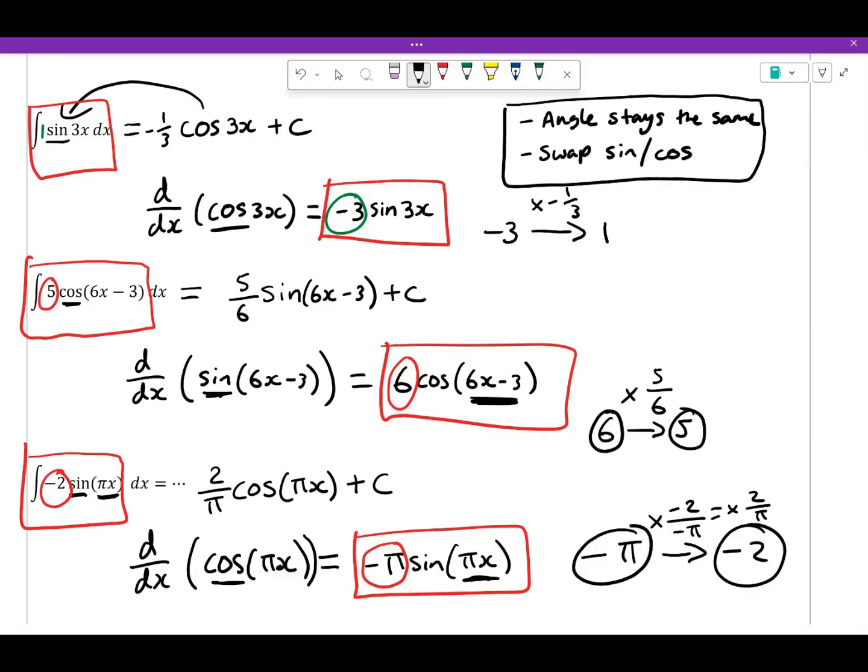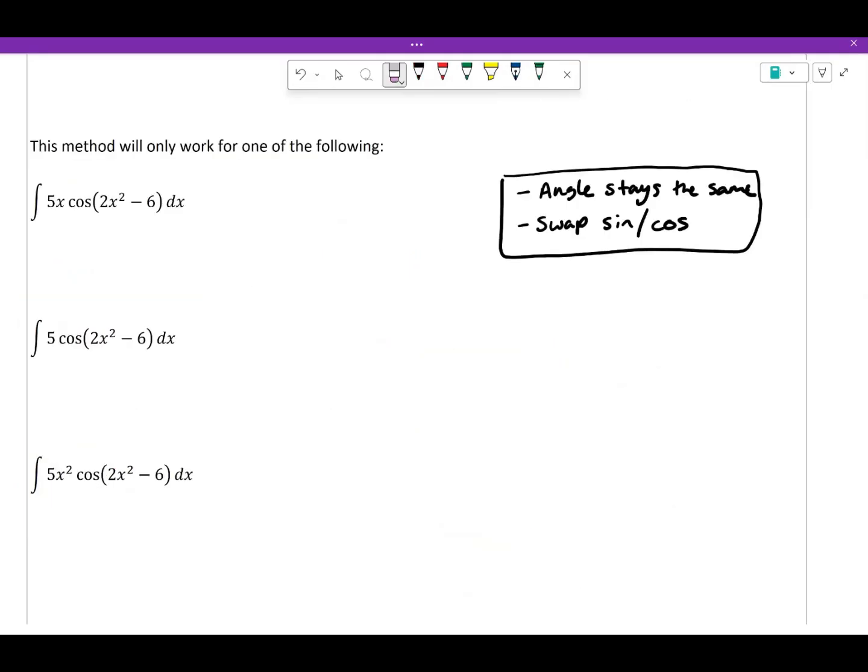Now let's have a think about when we can actually use this method. This method will only work for one of the following, so let's carry it out and see what happens. In our first one here, it says the angle stays the same, so it's going to be 2x squared subtract 6. And then we're going to swap our sines and cosines, so the cosine is going to become a sine like that.